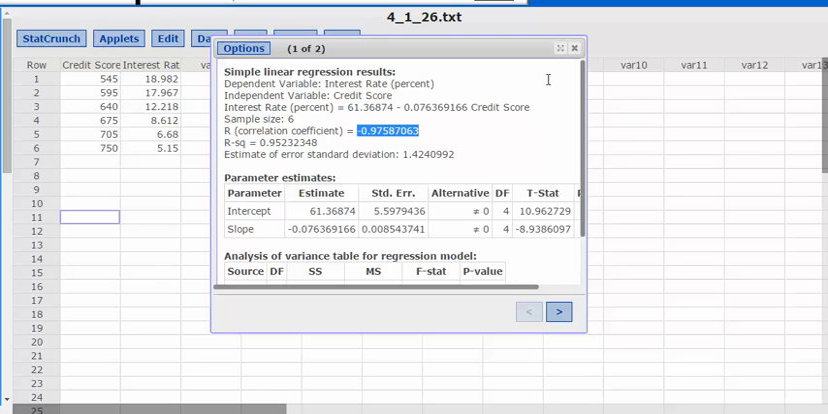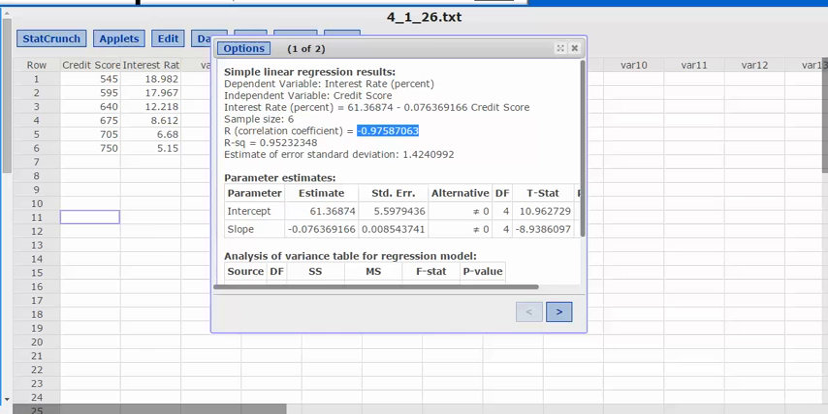And it says that it's very highly correlated because, as we know, the correlation coefficient is between -1 and +1, and the closer it is to 1 in either direction indicates a very linear relationship between the two variables.